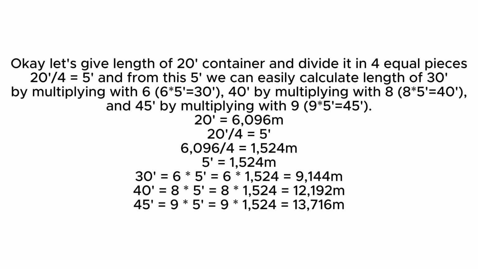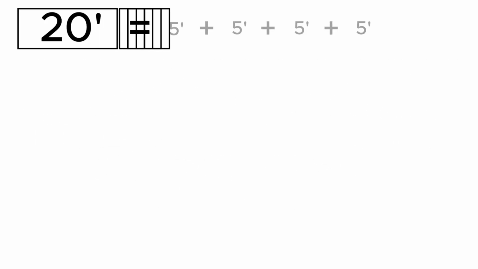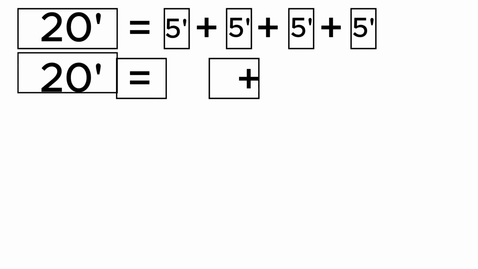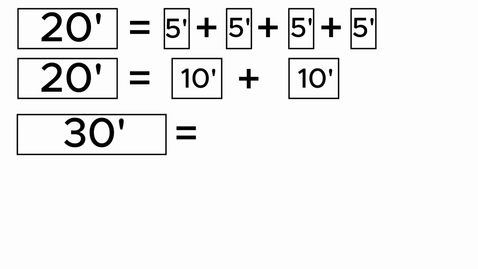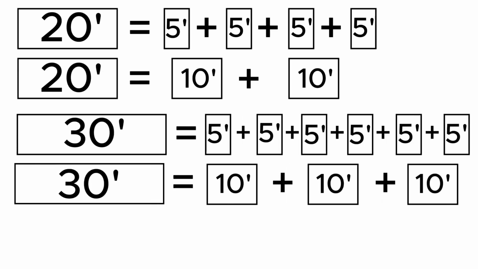40 feet is equal to 8 times 5 feet, so that's 8 times 1.524 meters, and it's equal to 12.192 meters. 45 feet is equal to 9 times 5 feet, so that's 9 times 1.524, and it's equal to 13.716 meters. 20 feet is equal to 4 times 5 feet. 20 feet is also equal to 2 times 10 feet. 30 feet is equal to 6 times 5 feet, or 3 times 10 feet, or 2 times 15 feet.